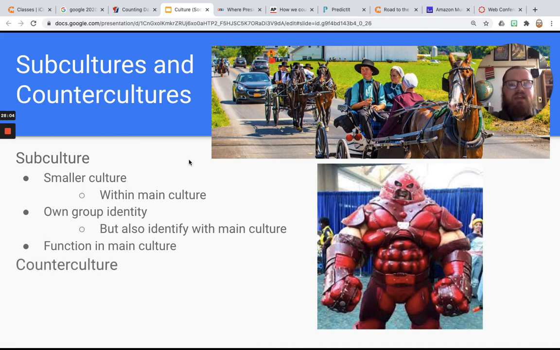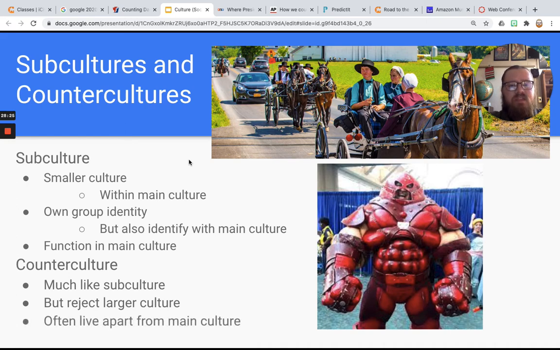On the other hand, a counterculture, though it is much like a subculture, it is a smaller group than a culture, has its own identity. The difference here is that a counterculture rejects the broader mainstream culture in society. And often, either by choice or by being outcast, live apart from the main culture.